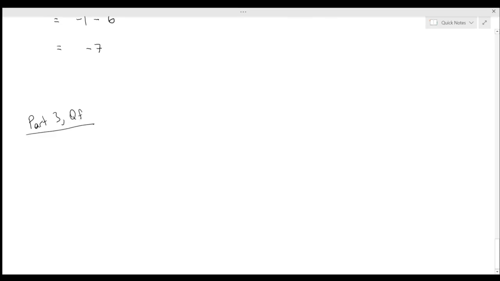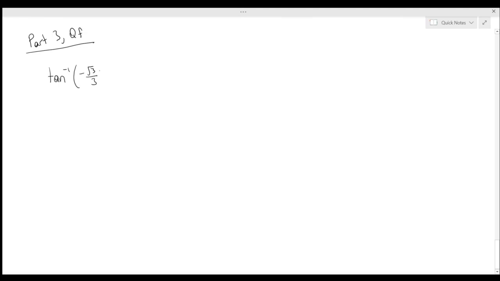All right, so part 3, question F. Okay, so we have tan inverse of negative root 3 over 3. Okay. So let's talk about how all of the inverse trig functions work.